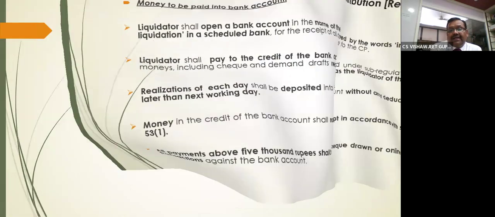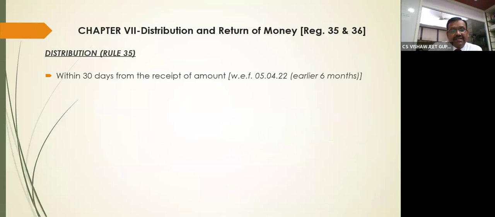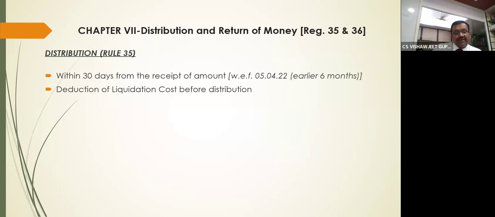Now, distribution and return of money. Regulation 35 and Regulation 36. Regulation 35 says within 30 days from the receipt of amount. So distribution has to be made within a period of 30 days. Earlier, it was 6 months. Now, with effect from 5th April 2022, the period has been reduced to 30 days from 6 months.